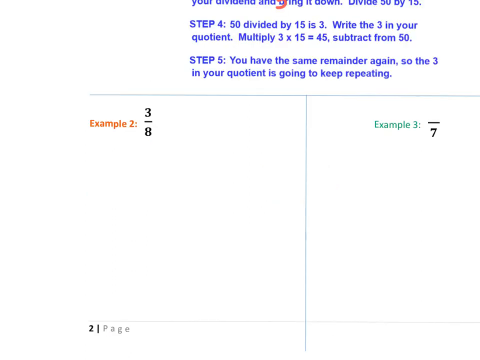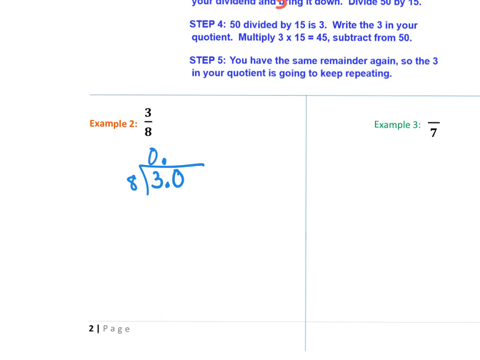As I do these next two examples, you might want to just watch first and then go back and write them into your notes. Example 2 says 3/8. That means 3 divided by 8. So my 3 is going on the inside, 8 is going on the outside. 8 doesn't go into 3, so we'll put a 0 up top. We'll add a decimal after our 3. Bring your decimal straight up into your quotient, and now add a 0.